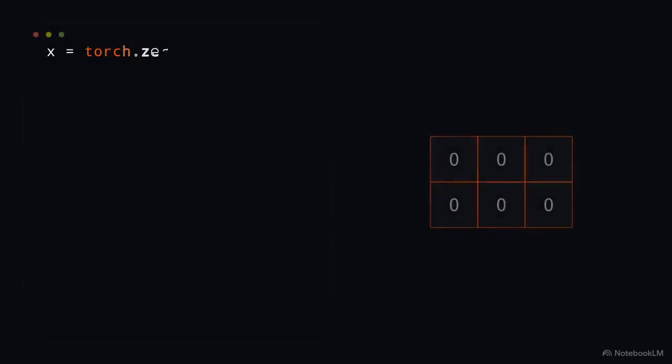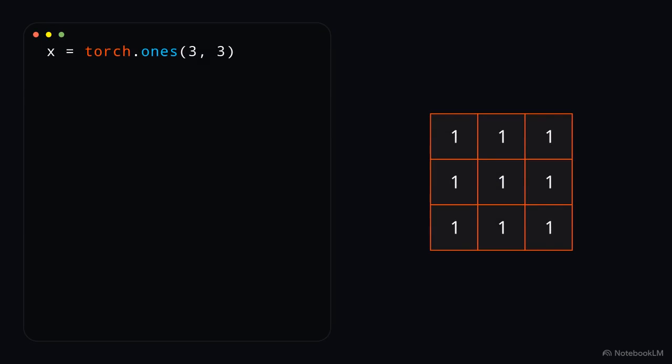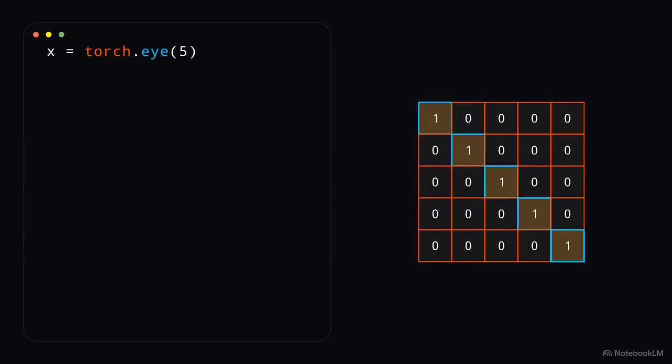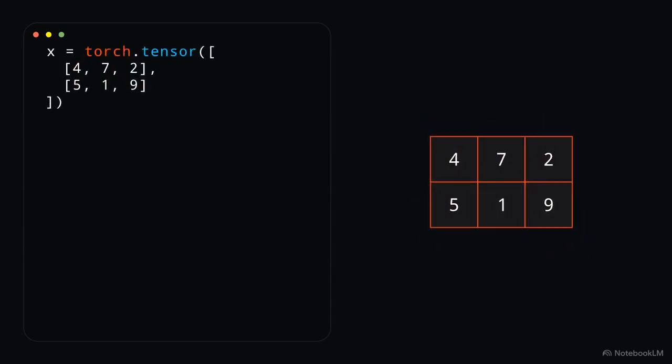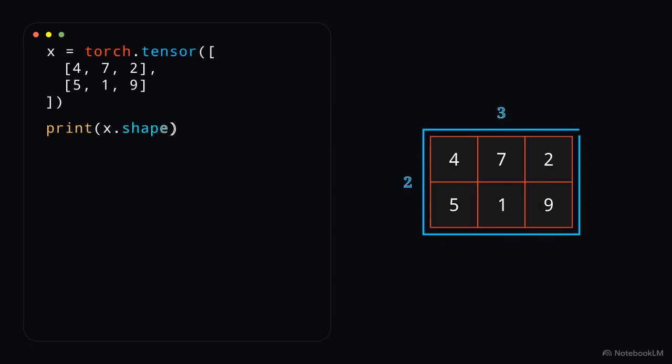We initialize tensors based on the task at hand. torch.zeros creates a placeholder grid, in this case, 2 rows and 3 columns of zeros. torch.ones fills that same shape with ones, which is useful for scaling factors or creating masks. We can also generate identity matrices with torch.eye, or define a custom arrangement by passing our own data directly into torch.tensor. To see how a tensor is structured, we check its shape.